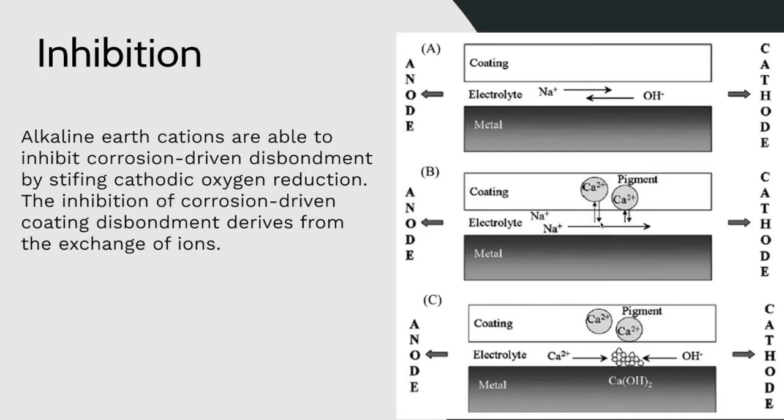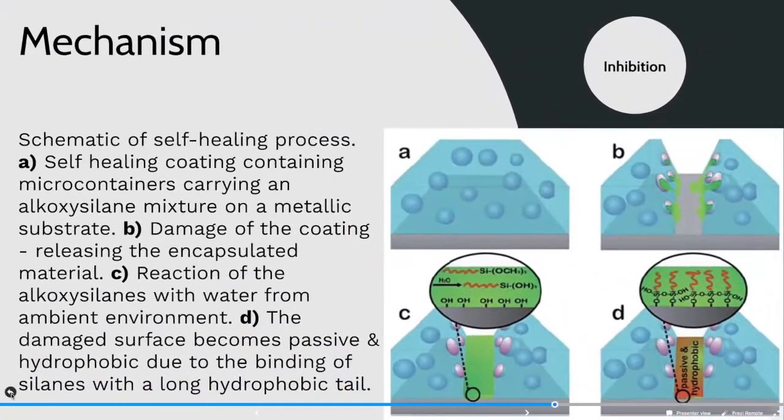So they are inhibiting the process because they will react. Instead of reacting to go for corrosion, they react by themselves and create calcium hydroxide. So instead of corroding the metals, they corrode themselves, instead of the iron. Yeah. Okay, so the inhibition of corrosion-driven coating disbondment derives from the exchange of ions, these calcium ions. Okay, that's the corrosion.